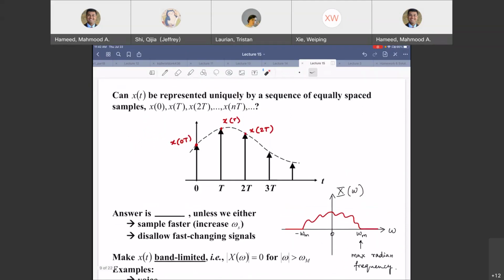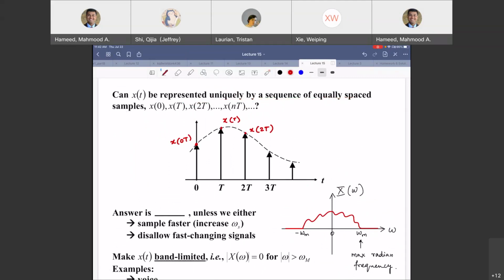So what is the question here? Can you represent x of t uniquely by a sequence of equally spaced samples? Well, uniquely no, right? Because this could be a signal like this, or it could be a signal like this, as long as it's passing through those points. So no, in general, unless we sample it at an appropriate frequency. Sample it faster, increase omega s, or disallow fast changing signals. Only allow slow changing signals to go through this sampling process.